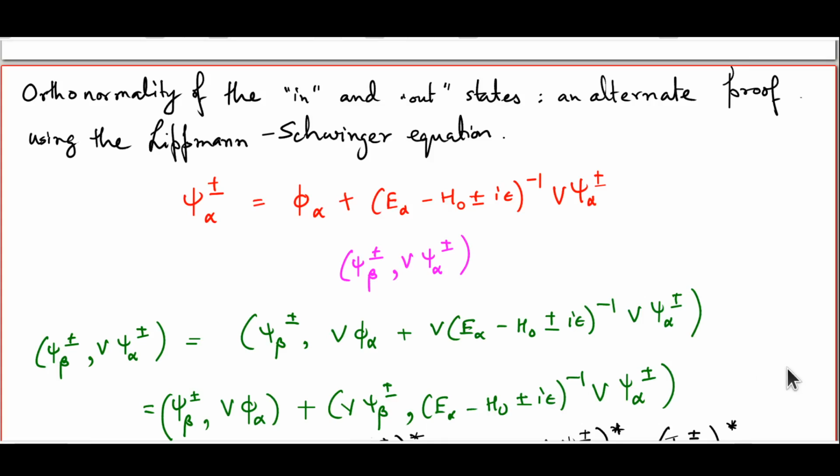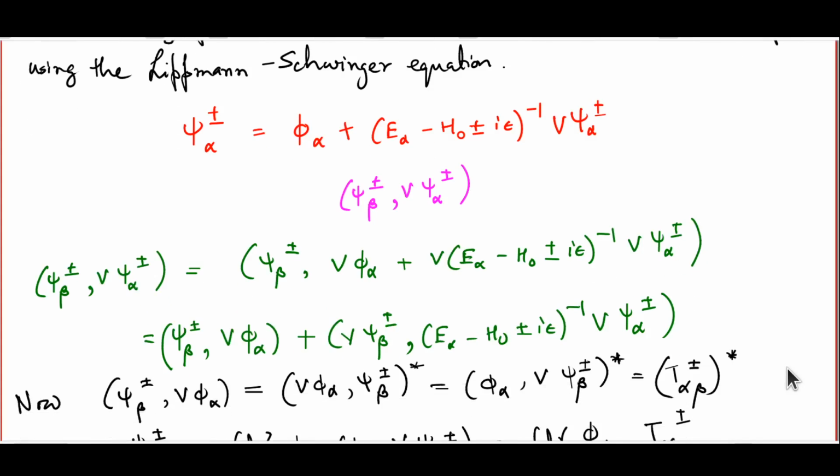Now let us take these two things in step. Recall that psi beta plus minus V phi alpha is actually related to our T plus minus alpha beta. Well, this is actually the complex conjugate of the inner product of the two vectors taken in the reverse order, V phi alpha inner product with psi beta plus minus. Now what you can do is move the V from here to here using again the hermiticity of V, and this thing here is nothing but our matrix element T plus minus alpha beta. So T plus minus alpha beta's conjugate is exactly what is sitting here.